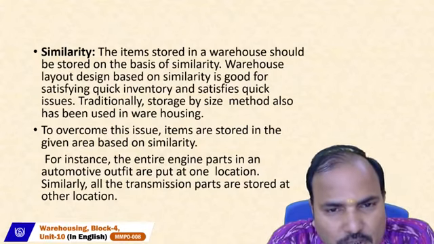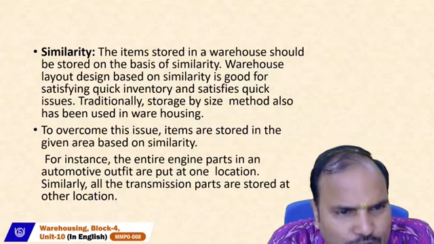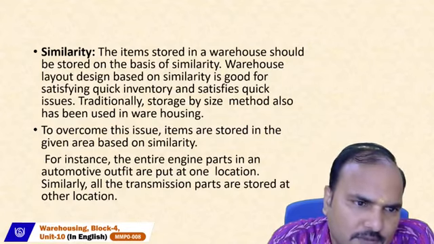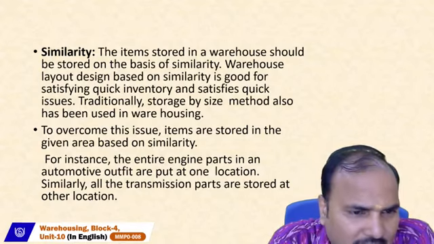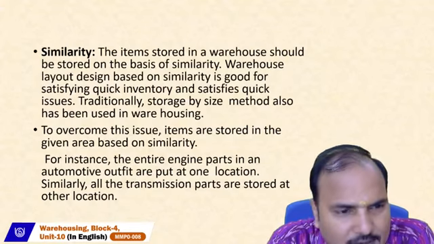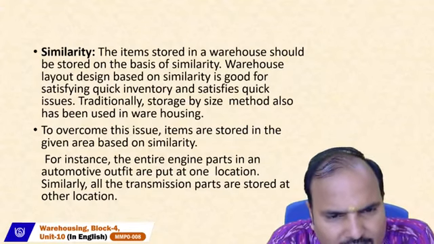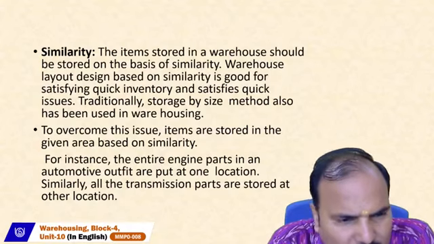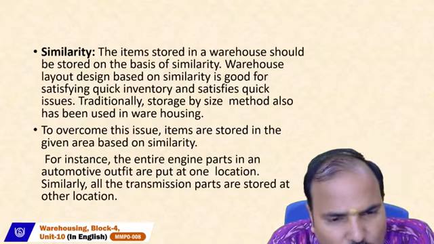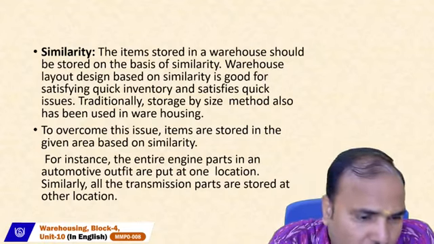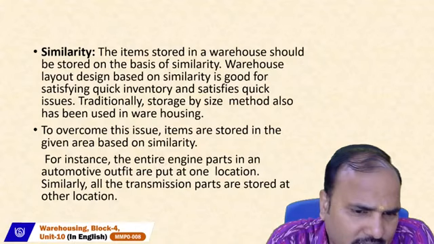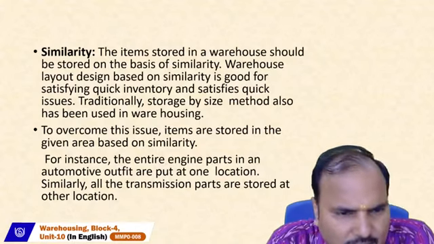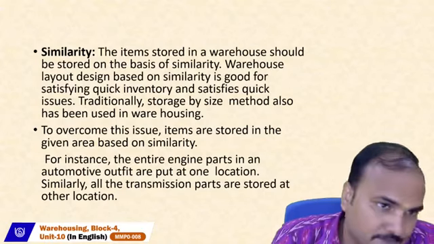Traditionally, the storage by size method also has been used in warehousing. To overcome this issue, items are stored in the given area based on similarity. For example, the entire engine parts of an automotive outfit are put at one location. Similarly, all the transmission parts are stored at another location. So as per the similarity, it will be kept and the layout will be designed.